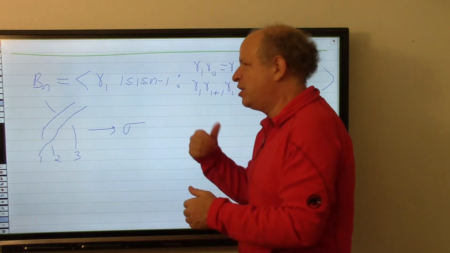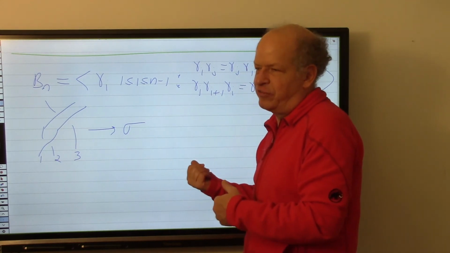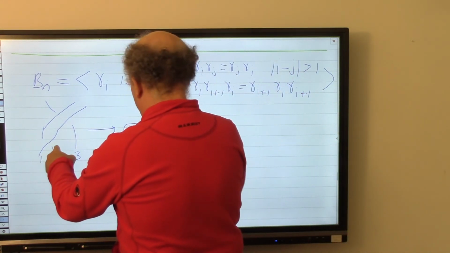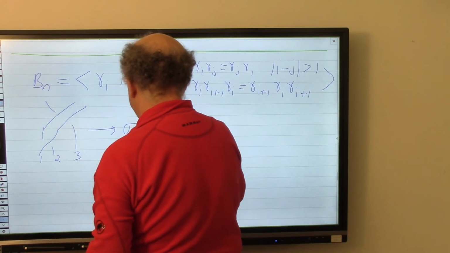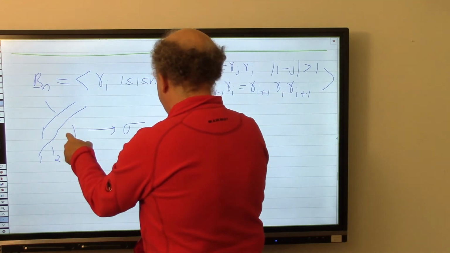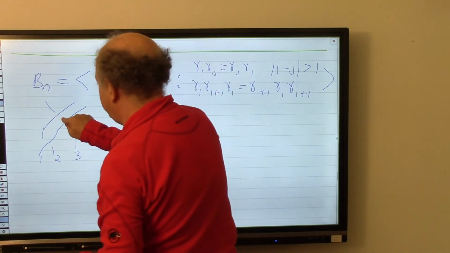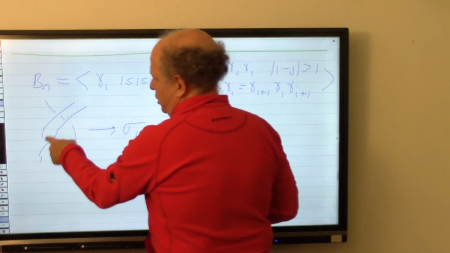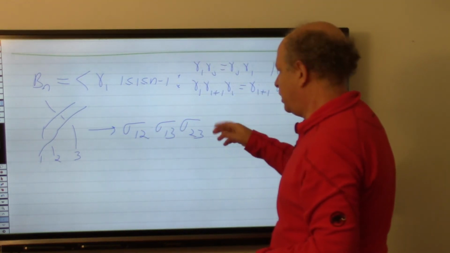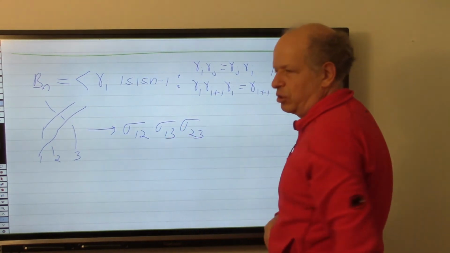and sigma ij means i goes over j with a positive crossing, and sigma ij inverse will be the same thing with a negative crossing. So this will be 1 goes over 2, and this is a positive crossing, so this is sigma 1,2. Then the second crossing is this one, 1 goes over 3, so sigma 1,3. Again, the crossing is positive, and then the last one is 2 goes over 3, so sigma 2,3, and again, in this case, all crossings are positive.